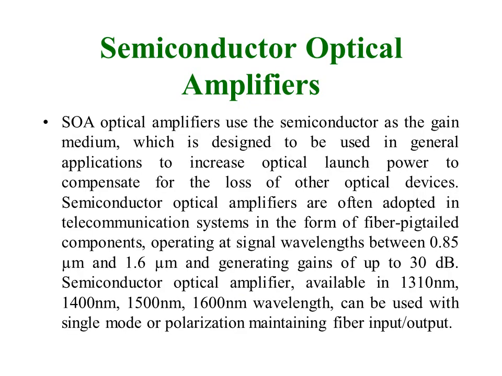So in the semiconductor optical amplifier, we use the semiconductor as the gain medium, which is designed to be used in general applications to increase the optical launch power to compensate for the loss of other optical devices. The semiconductor optical amplifier is often adopted in telecommunication systems in the form of fiber pigtail components, operating at signal wavelengths between 0.85 micrometer and 1.6 micrometer. It generates a gain of up to 30 dB. It is available in 1310 nanometer, 1400 nanometer, 1500 nanometer and 1600 nanometer wavelengths, and it can be used with single mode or polarization maintaining fiber.